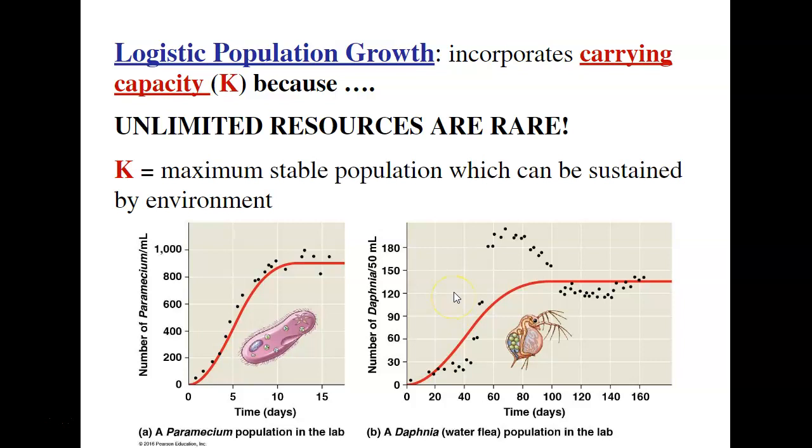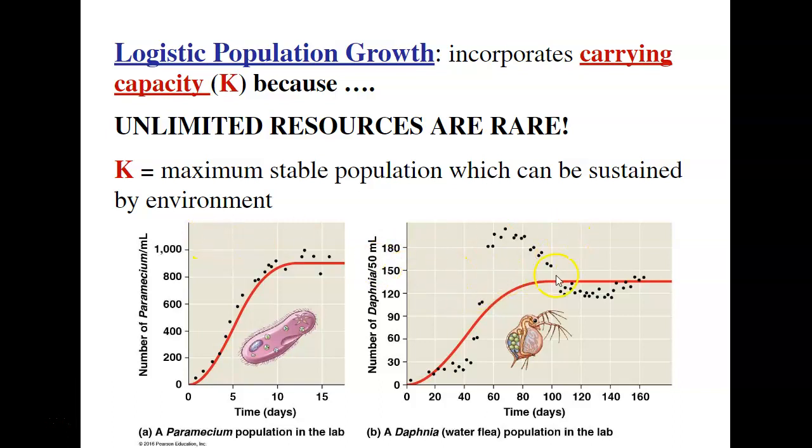But please understand, exponential population growth is very difficult. It does incorporate carrying capacity, which we're going to call K here. K for carrying capacity. Unlimited resources are rare. So K is kind of represented as that maximum stable population.